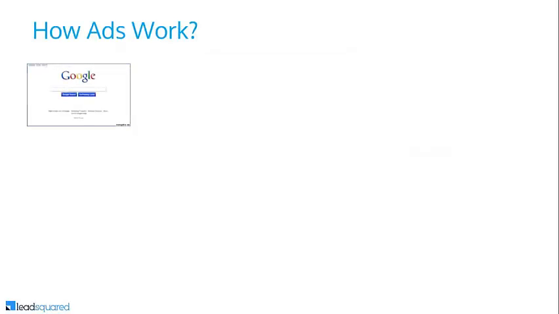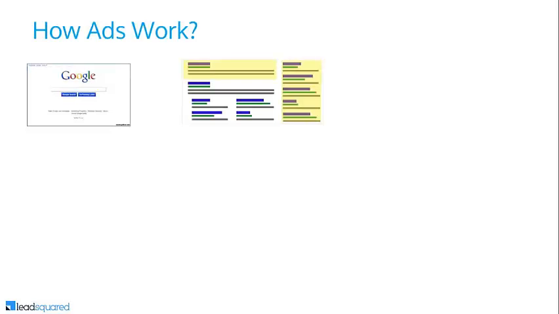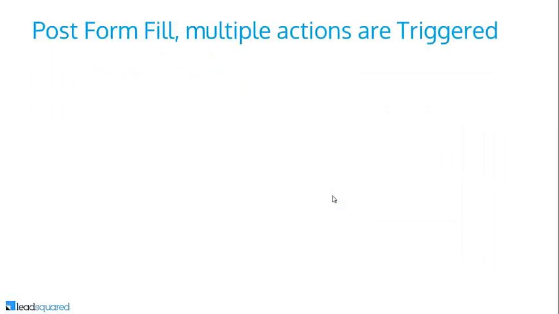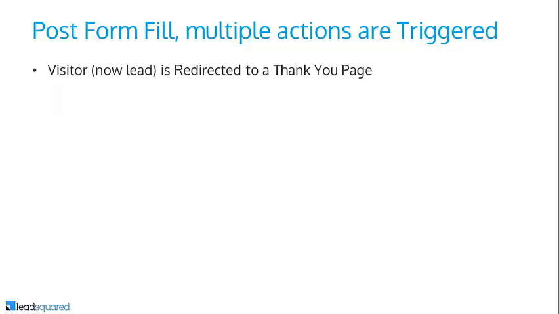Some person who's looking for a particular service types a particular keyword on Google. He or she sees certain paid search results displayed here, clicks on them, and this is where they land. This is your landing page, right? After they fill out their details and click on download, multiple actions are triggered simultaneously. The visitor, who is now a lead, is redirected to a thank you page.